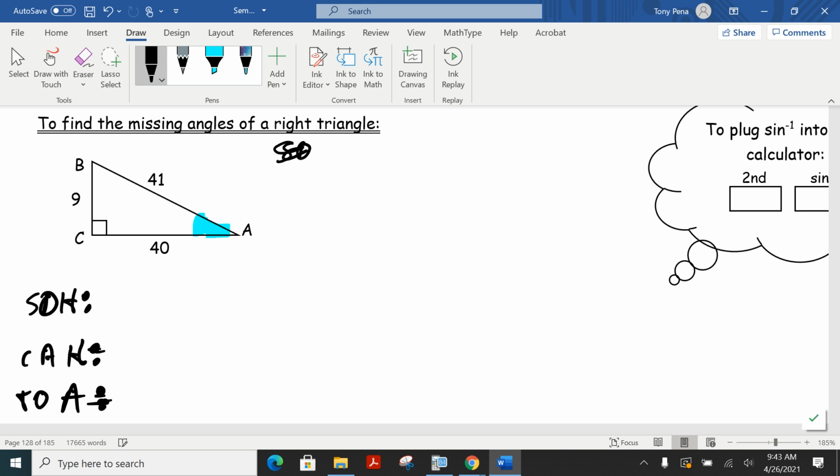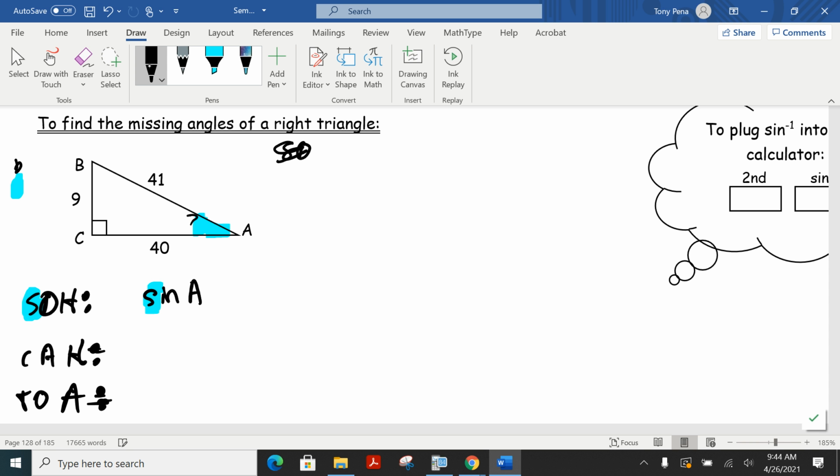If I want angle A, Vicky, what do you like best? Sines, cosines, or tangents? I know they're equally fun and enjoyable. Sine. All right, so Vicky likes the sine the best. So if we're going to do sine, then I'm going to do the sine of angle A.